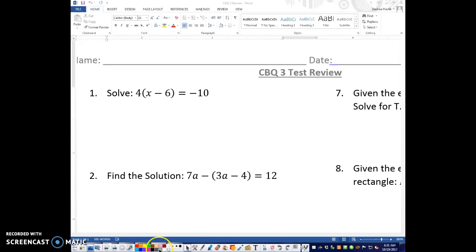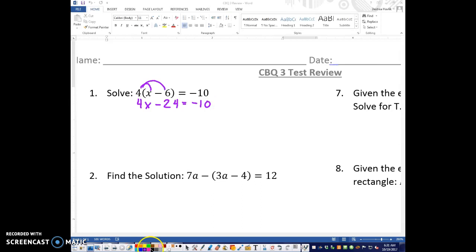Okay, so question number 1. It says to solve. Solving means to get x by itself. That's the only variable we have, so we need to get x by itself. First step is, do we need to distribute? Yes, we do. So 4 times x, that's 4x. 4 times negative 6, negative 24, equals negative 10.